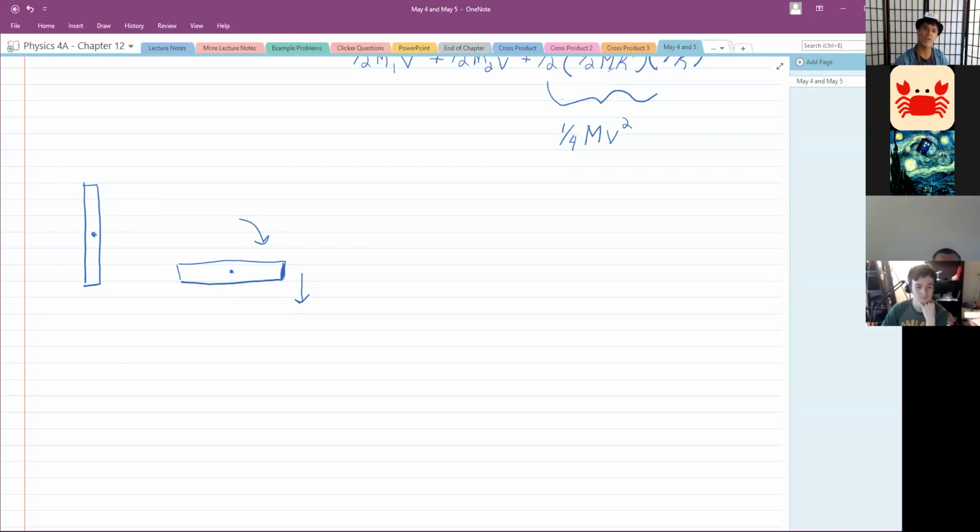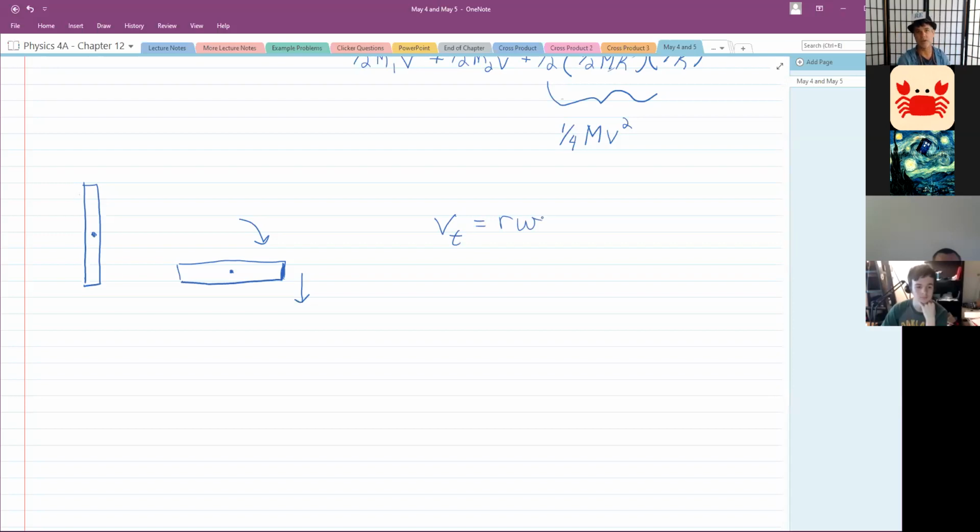And you need to be specific, because even though all parts of the meter stick have the same angular speed, different parts have different linear speeds, because remember that linear speed, translational speed, is related to my angular speed by V equals R omega. So the farther you are from the axis of rotation, the bigger the linear speed is.